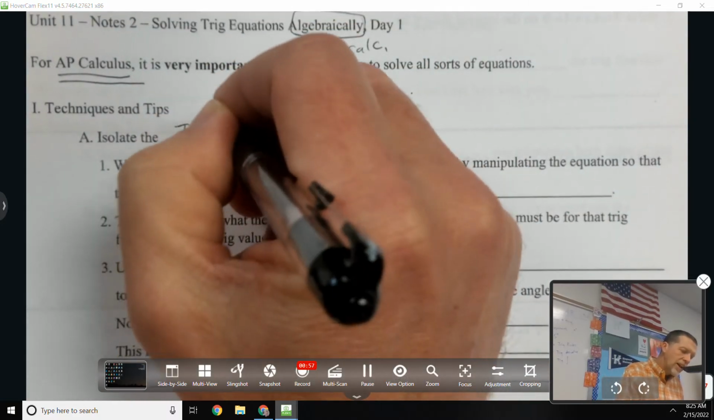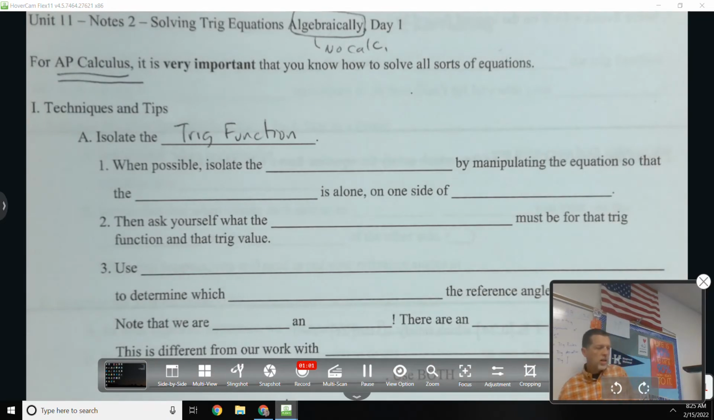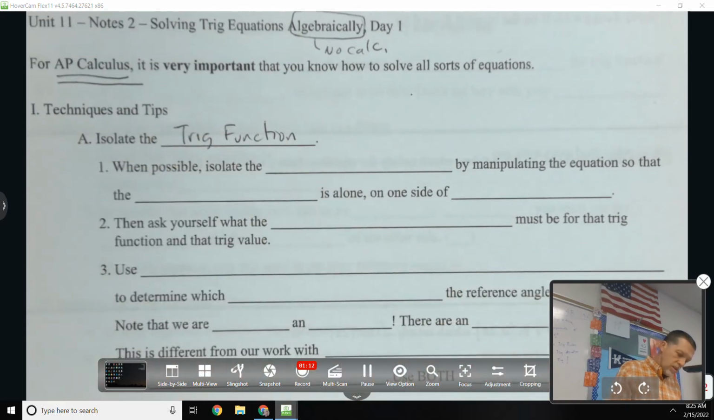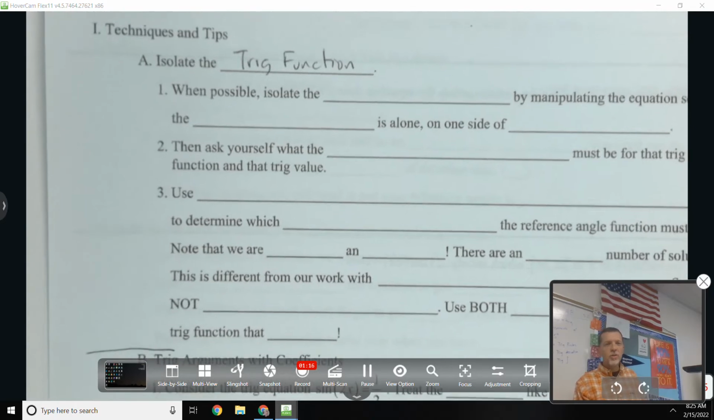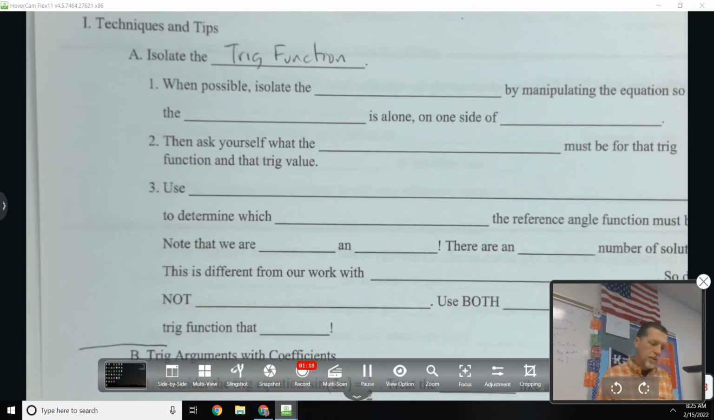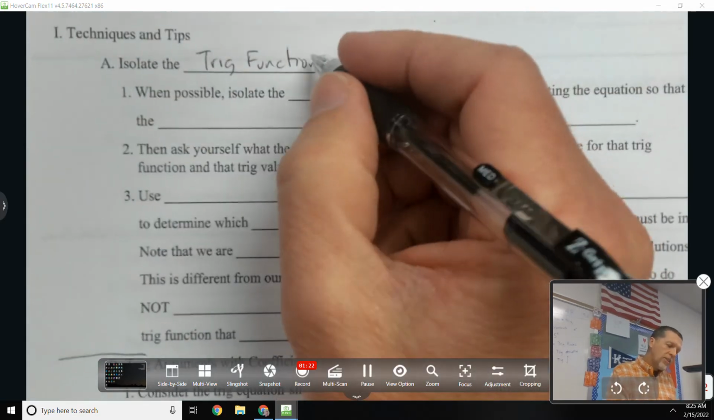Job 1 is to isolate the trig function. Again, today we're not going to do all of the notes and then do examples. We're going to jump back and forth a little bit because I think that'll make things a little bit better. So we'll do section A there and then do some notes, and then section B, or problems, section B and do some problems, section C and do some problems. Section A, isolate the trig function.